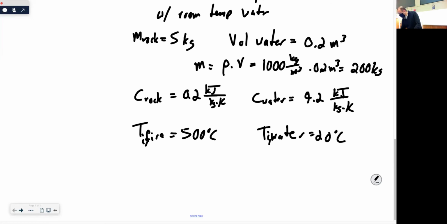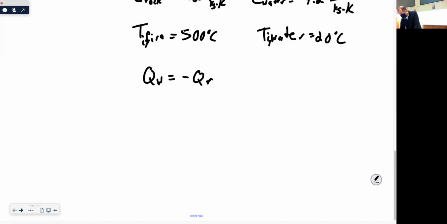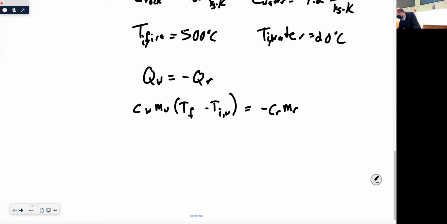Okay, great. So we can say Q water equals negative Q rock. Don't forget the negative sign. Very important. We can plug these in. We've got C water, M water, T final water, it's just T final, minus T initial water, is equal to negative C_R M_R, R standing for rock, T_F minus T_I rock.